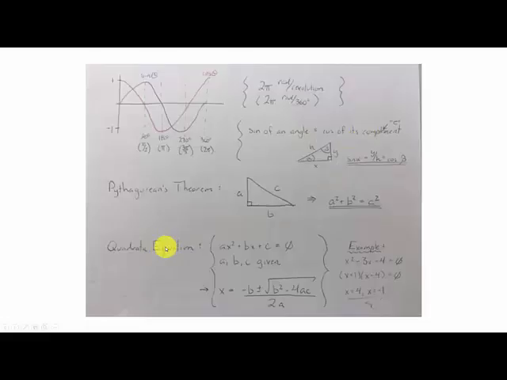Pythagorean's theorem everybody knows and loves. A squared plus b squared is equal to c squared. Or if you like, c is equal to the square root of a squared plus b squared. And the quadratic equation is incredibly useful.